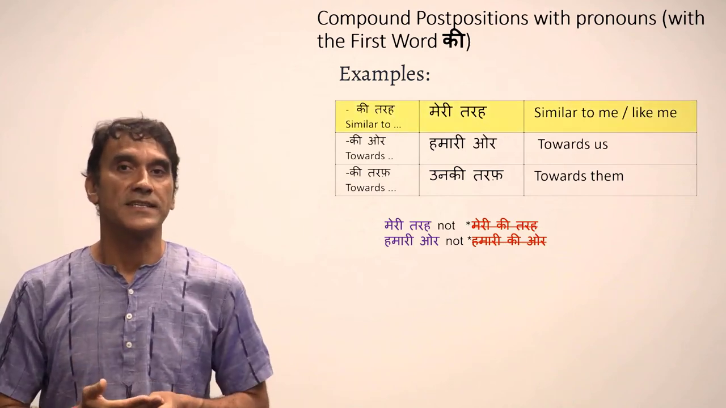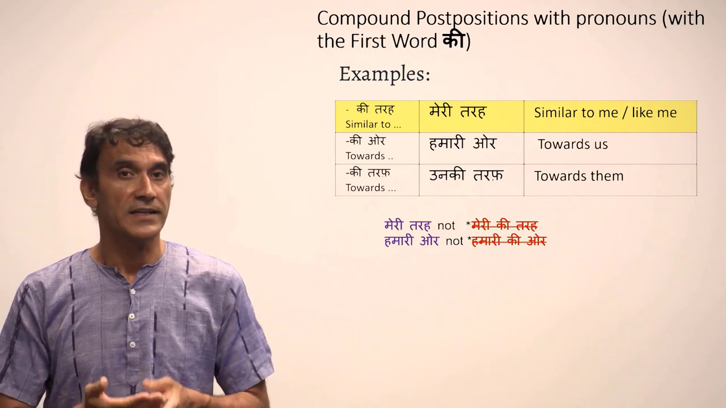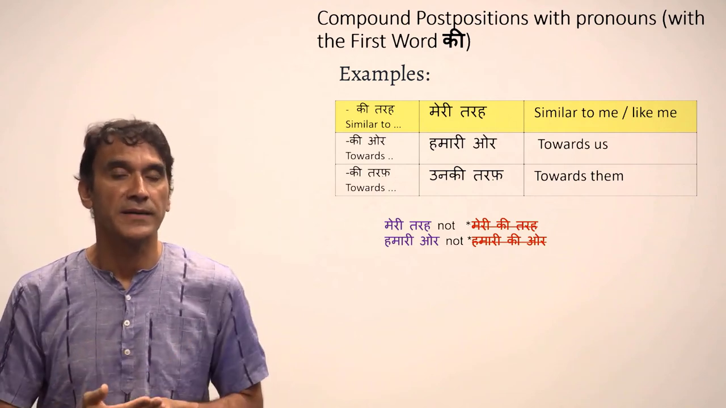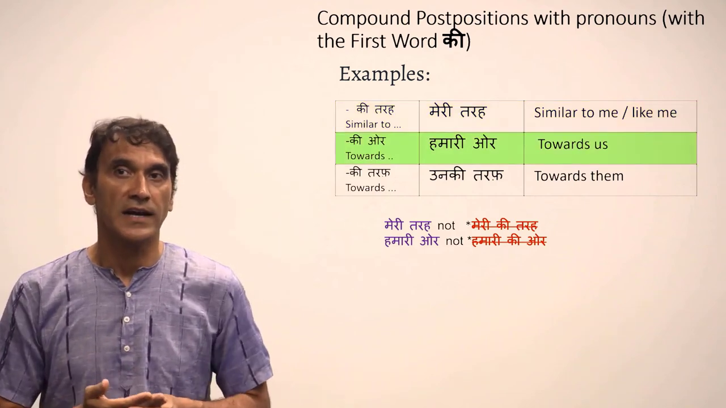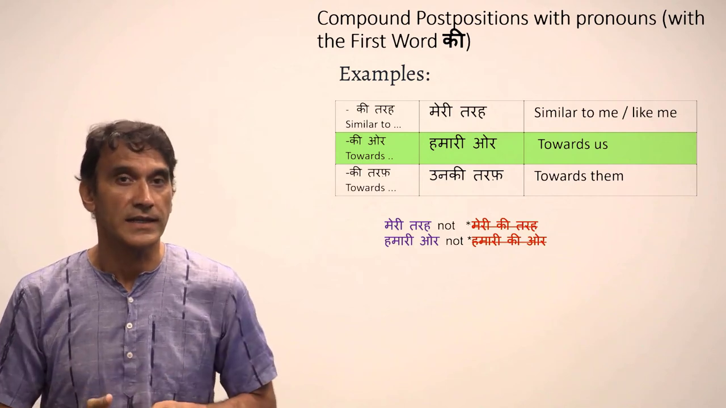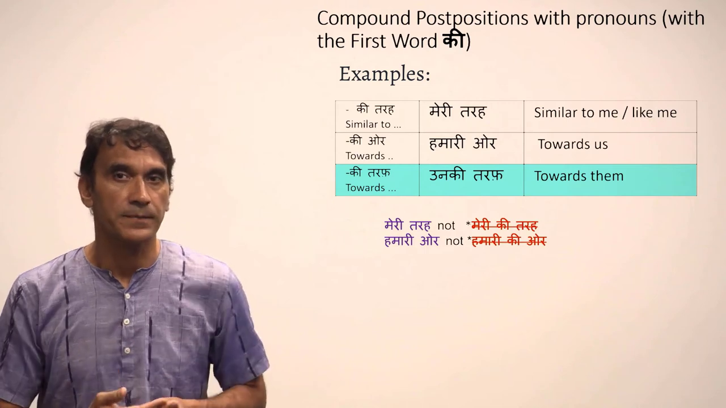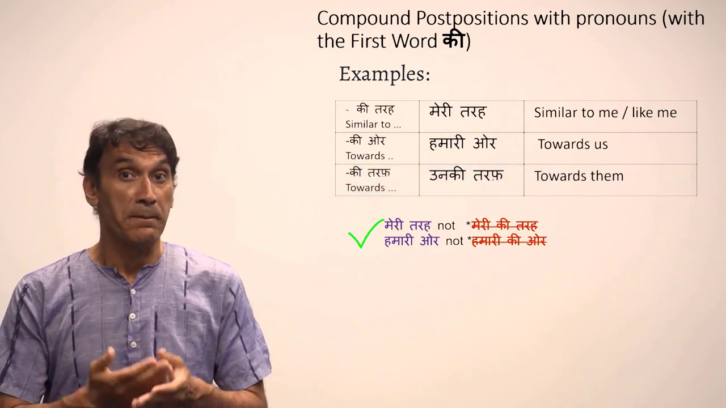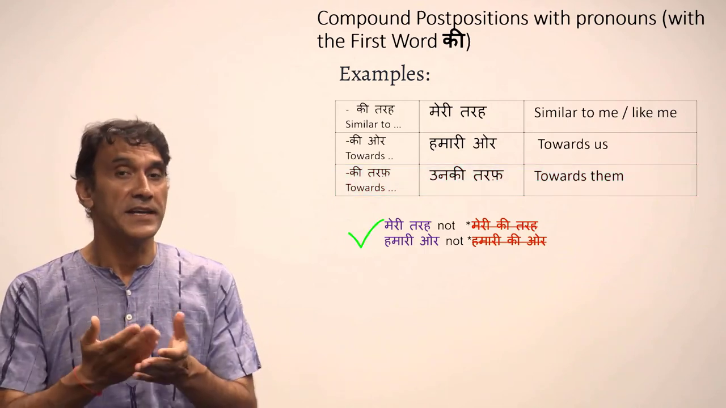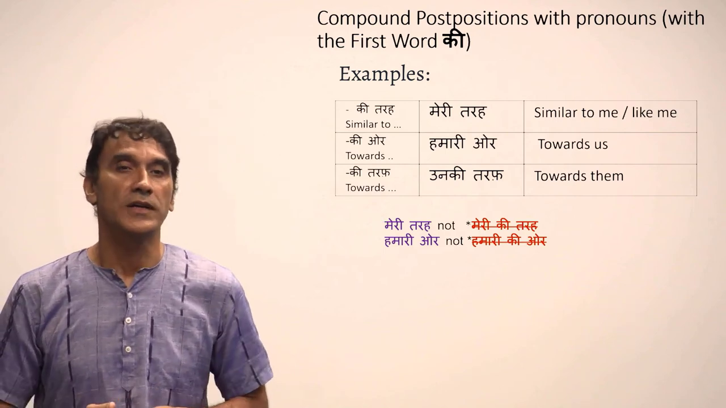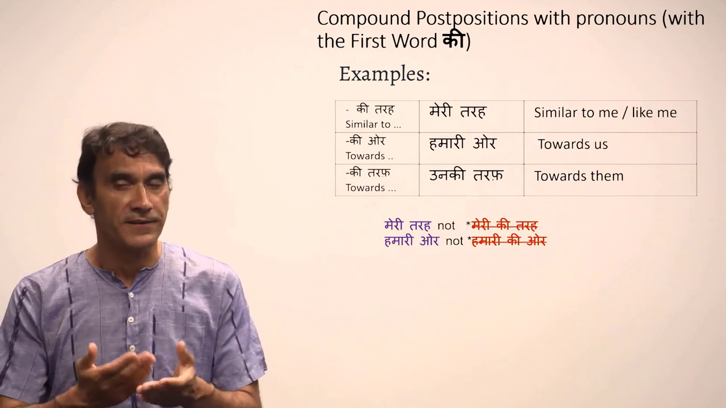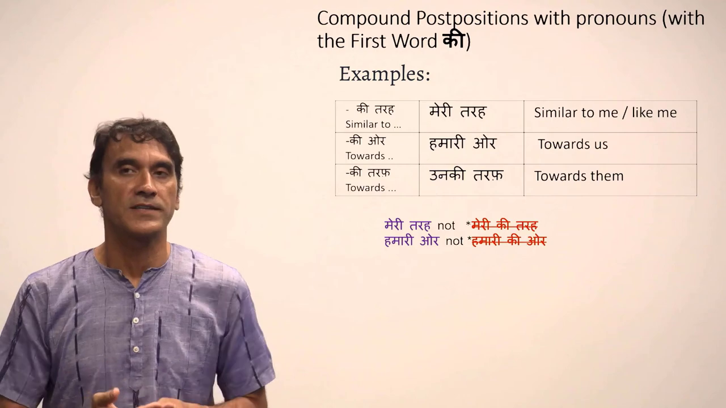Ki tarha means similar to. Meri tarha, similar to me, like me. Ki or means towards. Hamari or is towards us. Ki taraf also means towards. Unki taraf, towards them. Keep in mind, it is meri tarha, not meri ki tarha. It is hamari or, not hamari ki or. The first word ki is already part of the possessive pronoun.